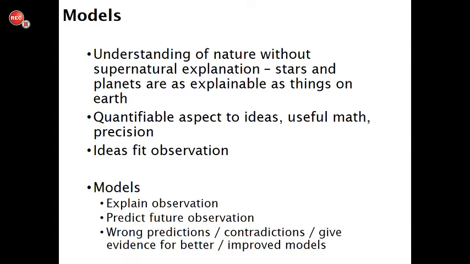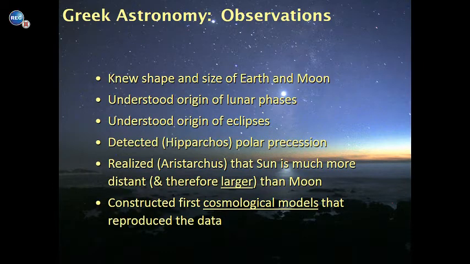Right. So coming from this, they gained a fair amount of information. They knew the shape and the size of the Earth and the Moon. They understood why there were phases. They understood why there were eclipses. They could measure the precession of the Earth. They realized that the sun was a much larger object than the moon that was far away. They built these models, and the models developed from less good to more good.